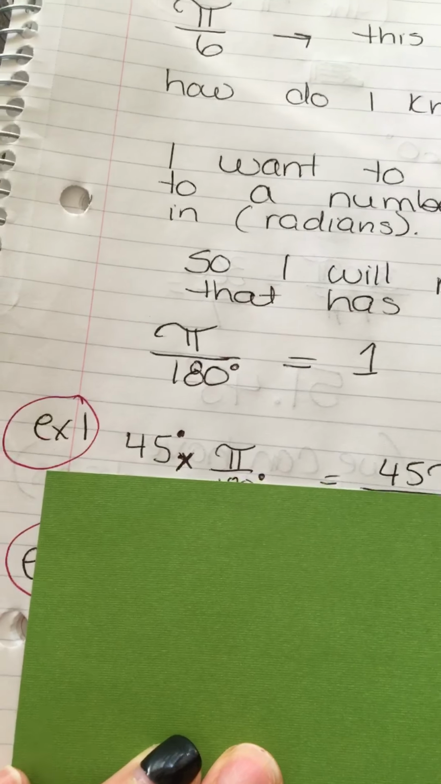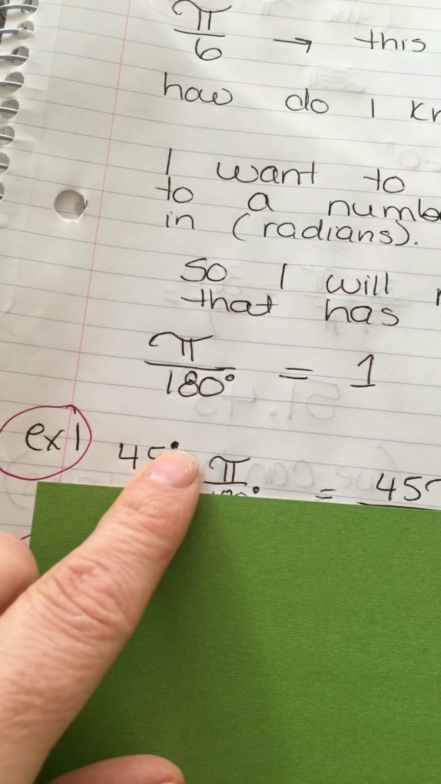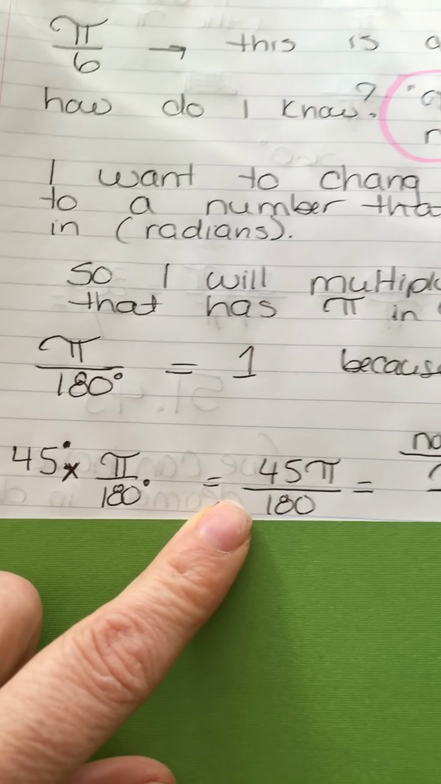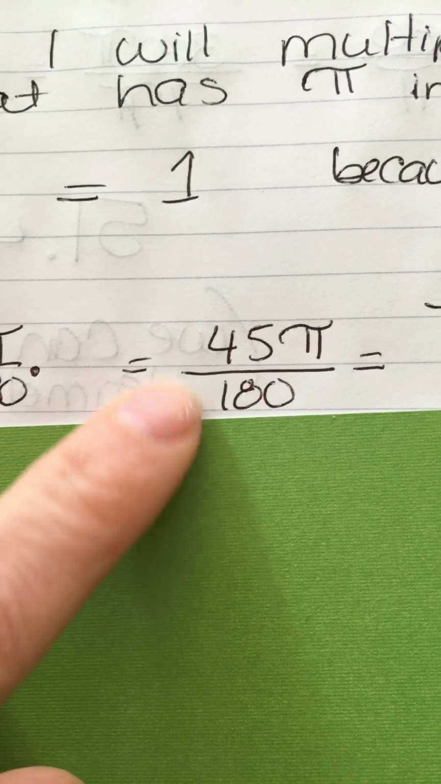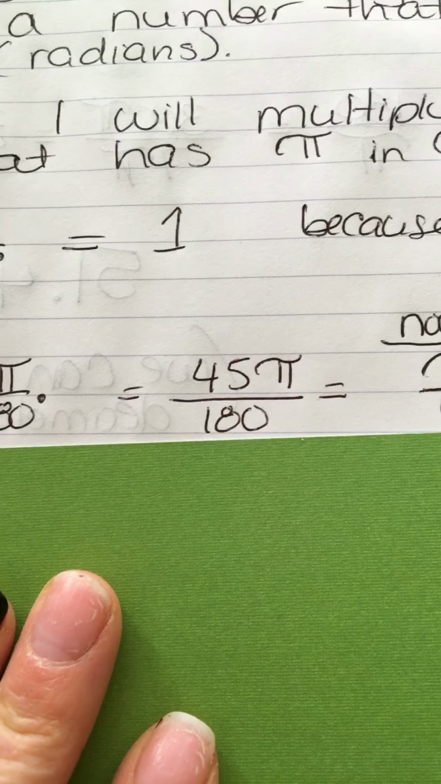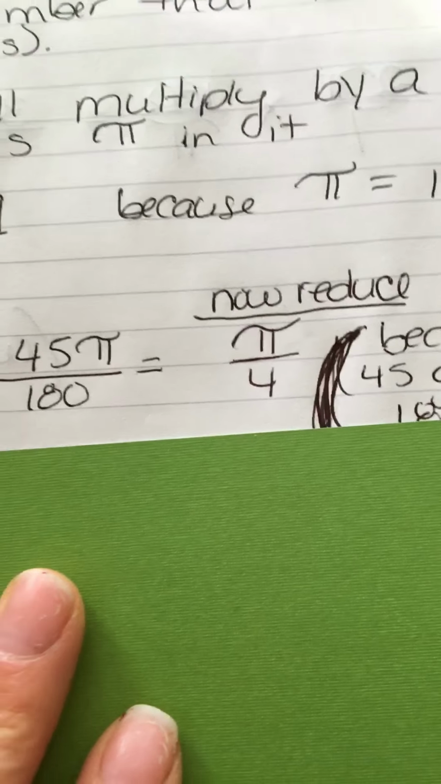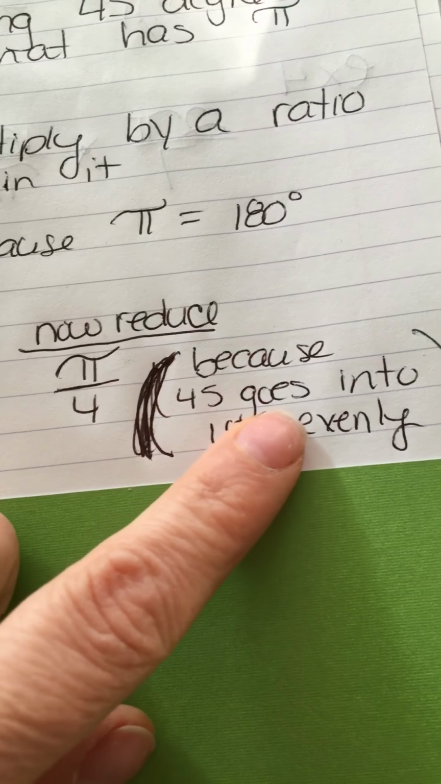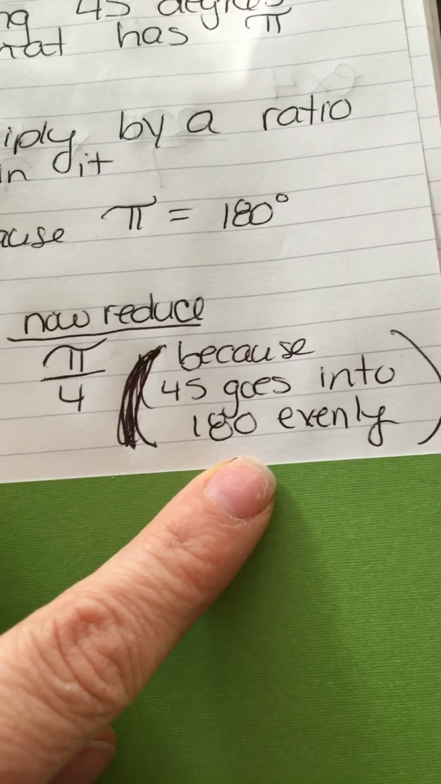Okay? So what I'm going to do is take 45 degrees and multiply it by pi over 180. So that gives me 45 pi over 180. Now I'm going to reduce it, and that turns into pi over 4, because 45 goes evenly into 180.